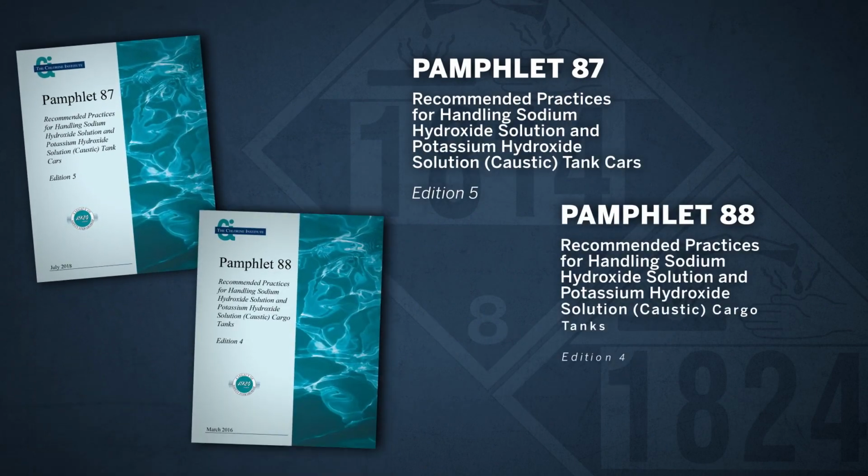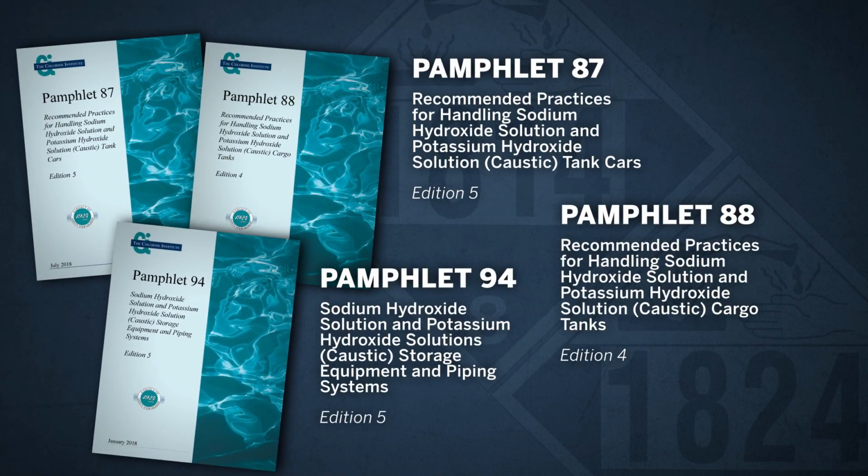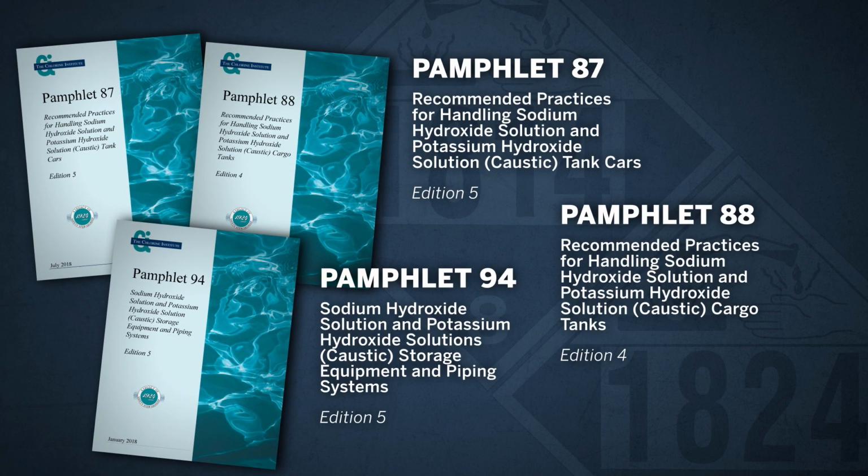The information provided is an overview of CI pamphlet recommendations for safe unloading of product. We recommend that you fully review CI pamphlets 87, 88, and 94 to become familiar with specific recommendations for your site prior to handling caustic.